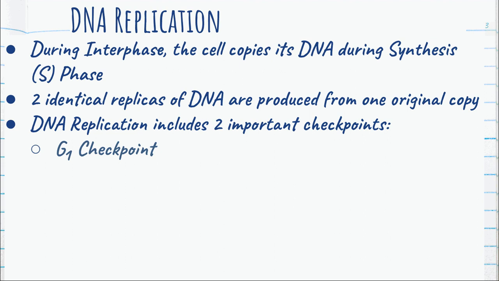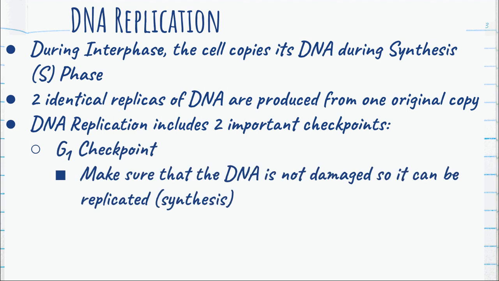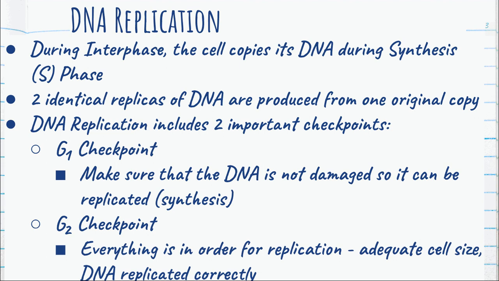The first checkpoint we just call the G1 checkpoint. And in that checkpoint, the cell will make sure that the DNA is not damaged initially. So the DNA is in good shape and there are no errors and there is no damage, so that it can be replicated during the synthesis process. The G2 checkpoint will make sure that everything is in order for replication. So looking at things like an adequate cell size, and that when replication happens, everything is duplicated correctly.